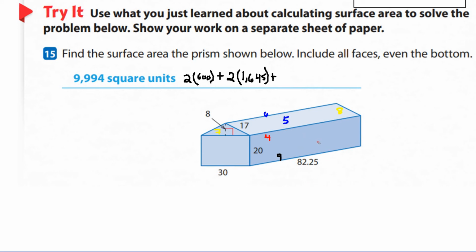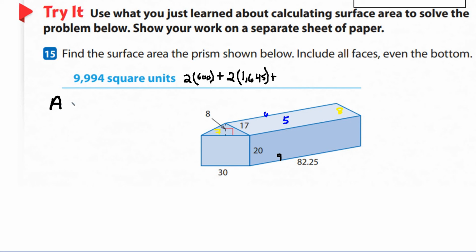Let me erase 3 and 4. So now we're down to 5 and 6. Remember, it's the side of the roof. So again, this is a rectangle. It's 82 by 17. Can everybody see that? 82 by 17.